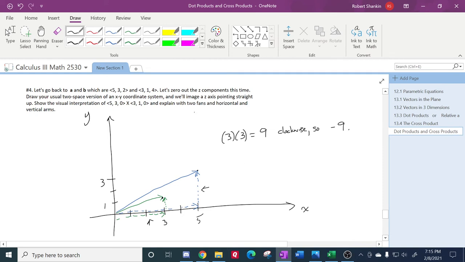And then the other pair of vectors, we've got the long blue one at the bottom, which has a magnitude of 5, and then the small green one, which has a magnitude of 1. And that's equal to 5. And that one's going to be counterclockwise, so positive. Positive 5.